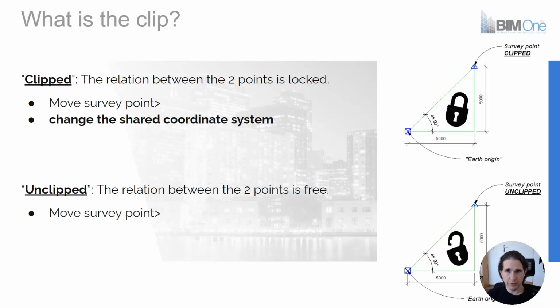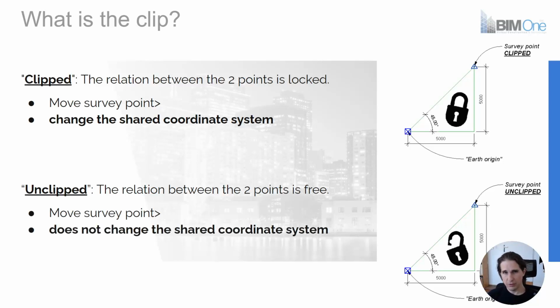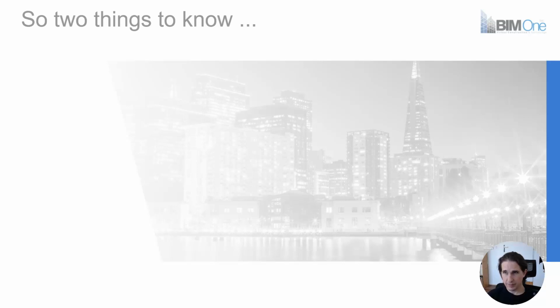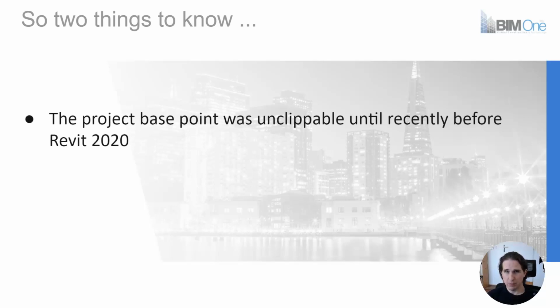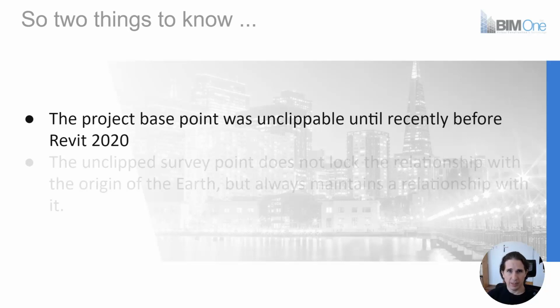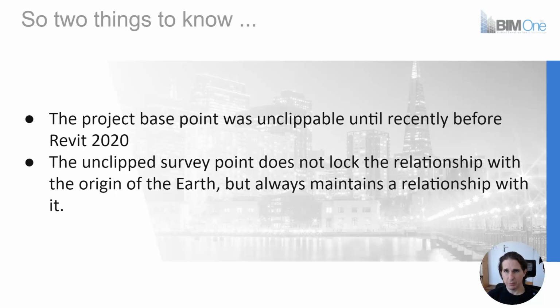To move the survey point to another location in the current survey coordinate system, you will need to move the survey point unclipped. So unclipping doesn't lock the relationship with the origin of the Earth, but always maintains a relationship with it. So 2 things to know. The project base point was unclippable until before Revit 2020, and the unclipped survey point does not lock the relationship with the origin of the Earth, but always maintains the relationship with it.